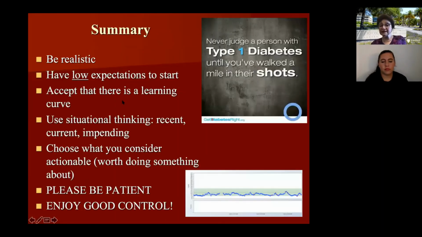And again, be realistic. Don't punish yourself. This is life. Have low expectations when you start looking at your data. Accept that as a learning curve. Don't use it as frustration and stop doing it. And then use situational thinking. Was it recent? What was wrong? What was different with me? What is currently happening and what is impending in my life? Choose what you consider actionable. I can change this, but I cannot change that in my life. This is what it is. Just be patient, and then you can enjoy the flat, great control.